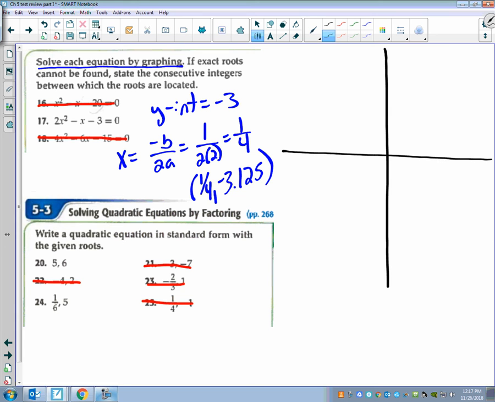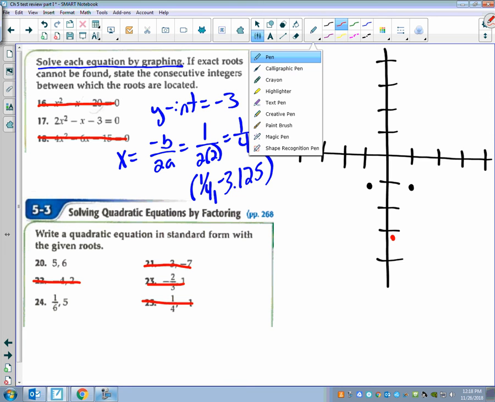If I make a graph here, I'm looking for where it crosses the x-axis. So I know it's at 1/4, negative 3.25. So that's really, really small like this, right? And if I has a 2 in front of it, so I can't just go over 1 up 1, but I could go over 1 up 2, over 1 up 2, right? And my y-intercept is negative 3, so that doesn't really help me a whole lot either, right?